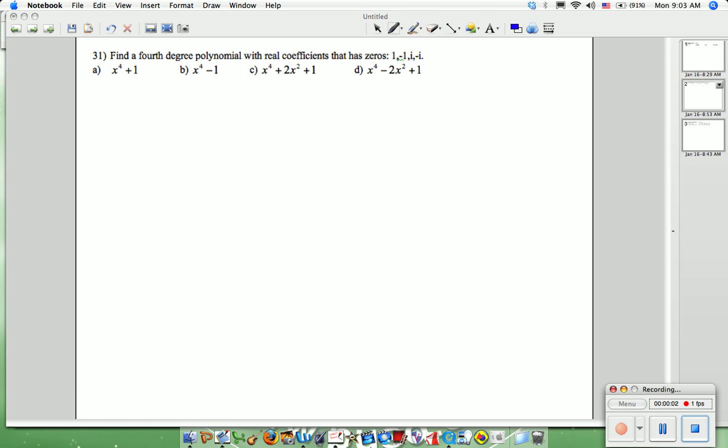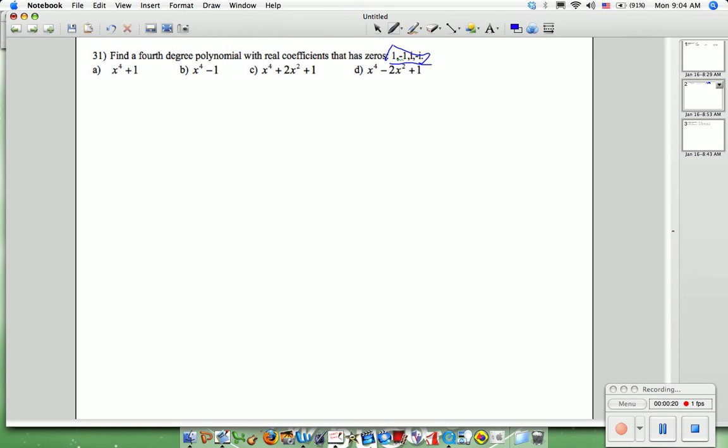Number 31 says, find a fourth degree polynomial with real coefficients that has zeros. Okay, so when they say a real coefficient that has zeros, they're giving us the solutions and they want us to write a linear factor for each. And then we have to multiply everything all up. So let me remind you of a couple of things here.